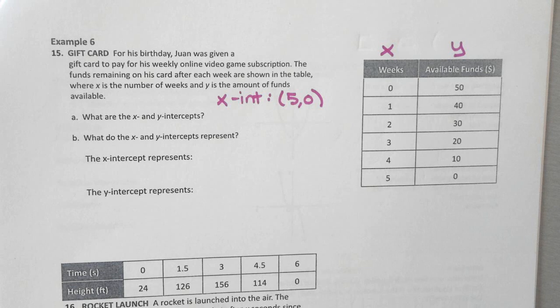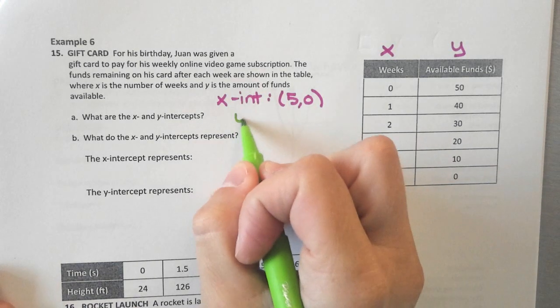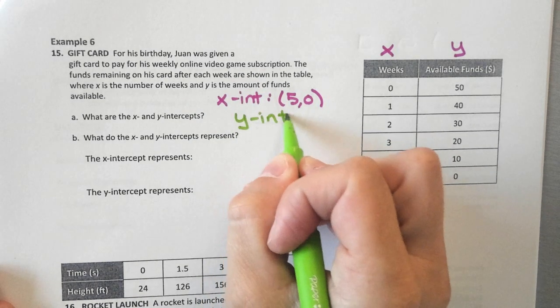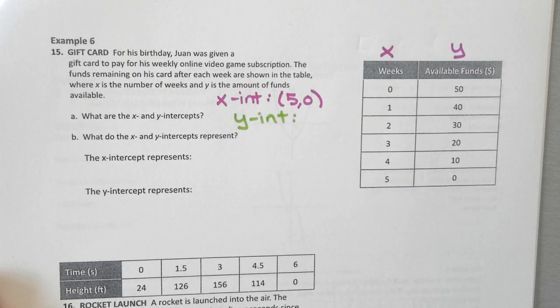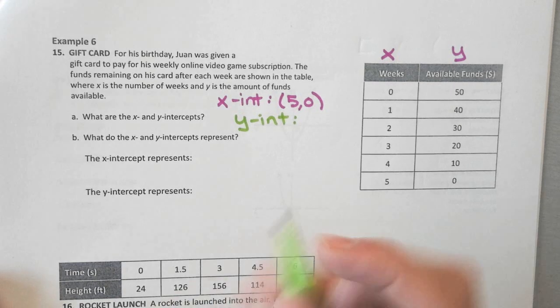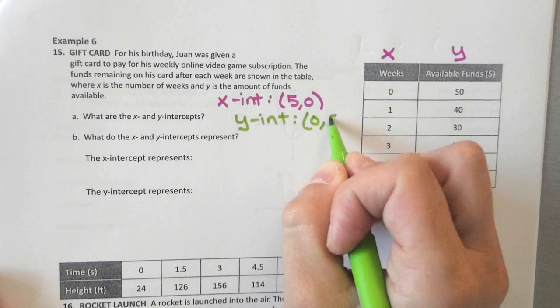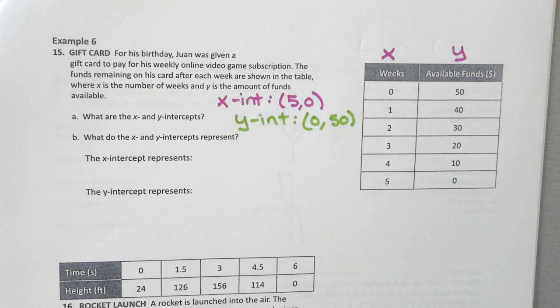So based off of that, what would my y-intercept be? If I wrote it as a point, what would I write? 0, 50 if I wrote it as a point. Again, you could just write 50, then that's okay. You could just write 5, and that's okay. So let's think a little bit more in depth about what they mean.